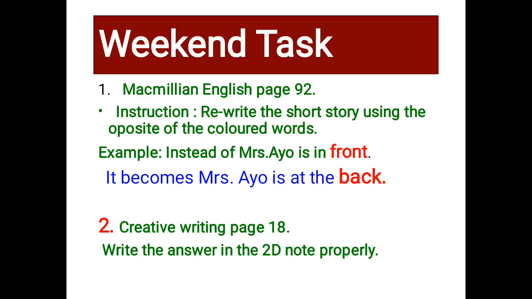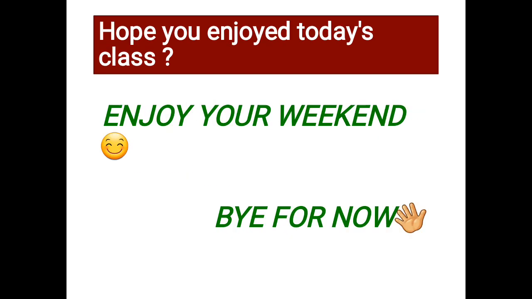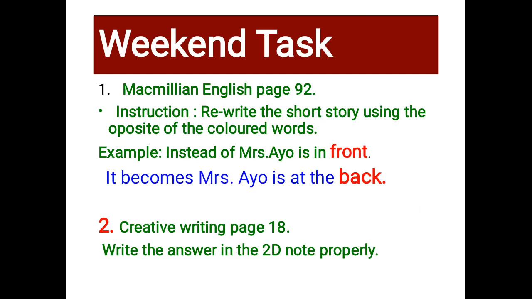And lastly, like I said, weekend task, because I'll not be taking any lessons tomorrow. I don't want them to be idle. I don't want you to be idle, dear pupils. So you'll be doing this at home. The first task is from your Macmillan English, page 92, the passage I told you to read yesterday. You will be rewriting that short passage by using the opposite of the colored word. So you can see the passage and you can see that there are some words that are colored red.